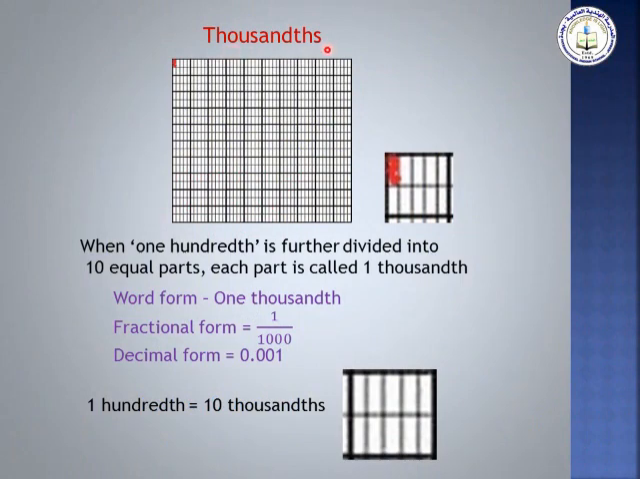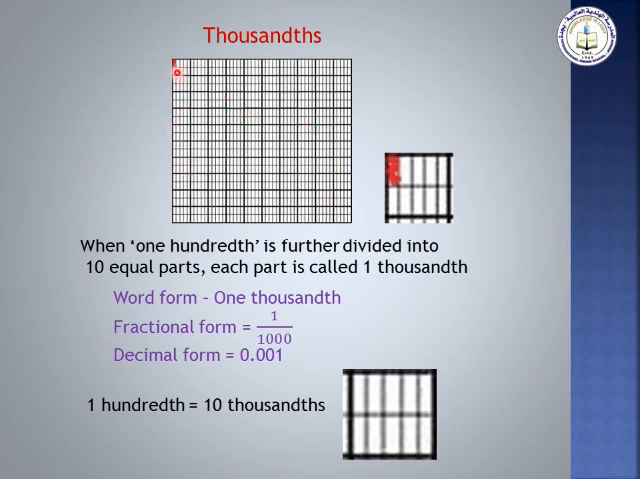Next, thousandths. The same way, when 1/100 is further divided into 10 equal parts, each part is called a thousandth. You can see here a whole. Out of this whole, only a small part is shaded here. I have zoomed in on this hundredth, 1/100. When a hundredth is further divided into 10 equal parts, each part is called a thousandth. Only one part is shaded out of these thousand parts.